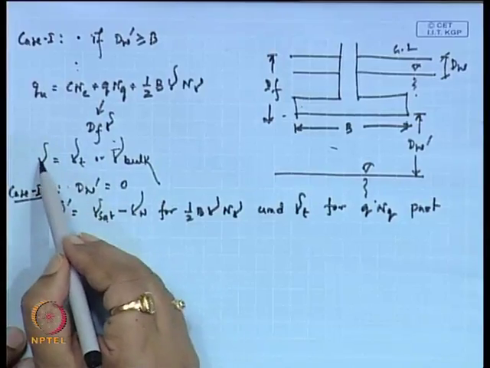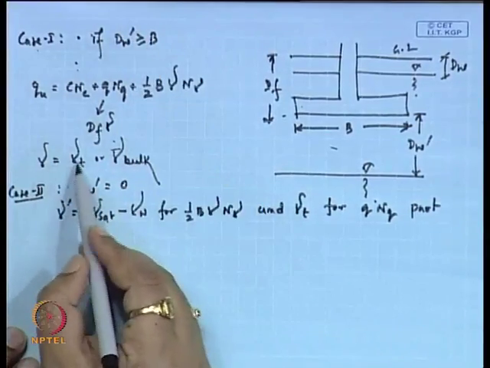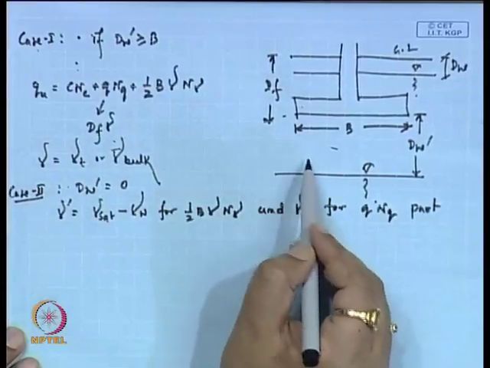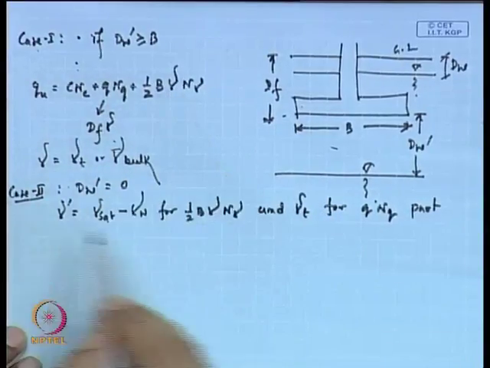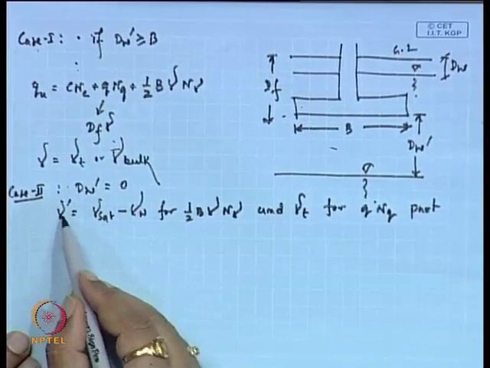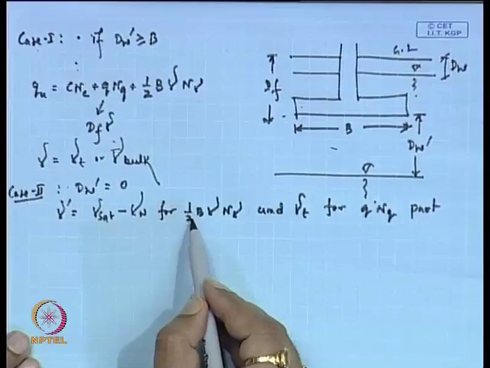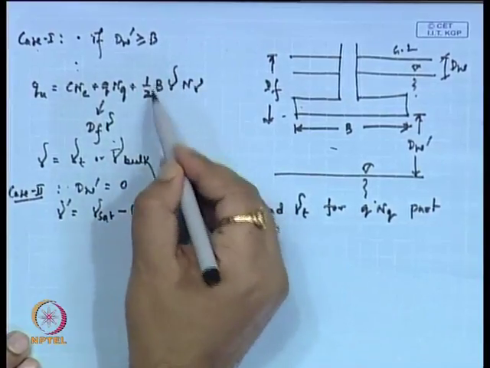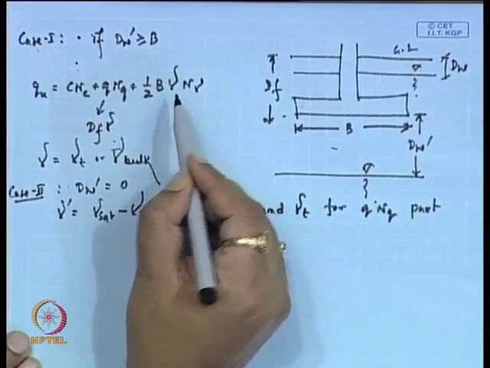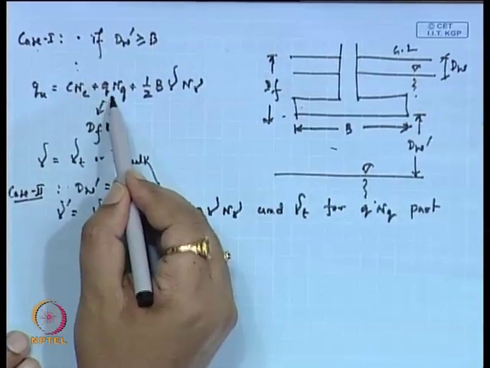So, here, in the first case, dW dash greater than or equal to B, you have to use gamma T for both parts. Now, if dW dash is equal to 0, then you have to use gamma sub for this part and gamma bulk for this part.